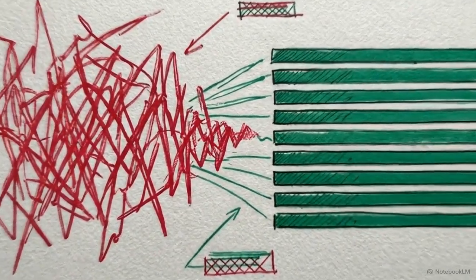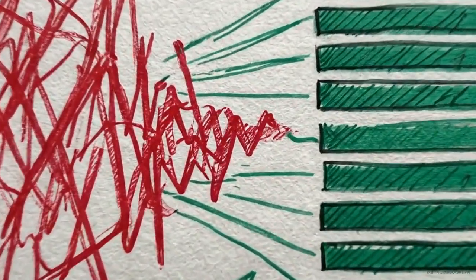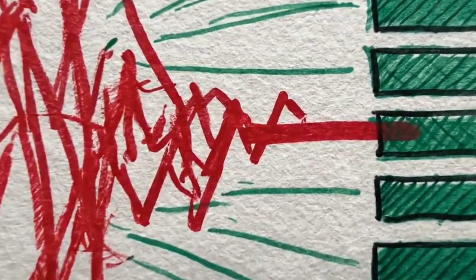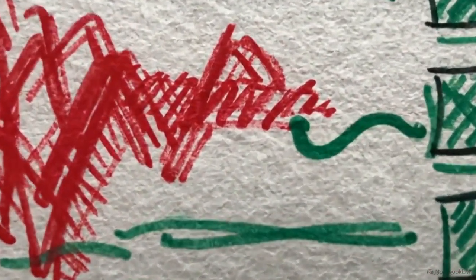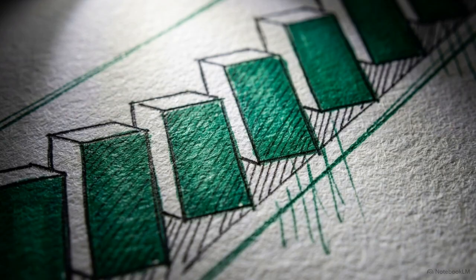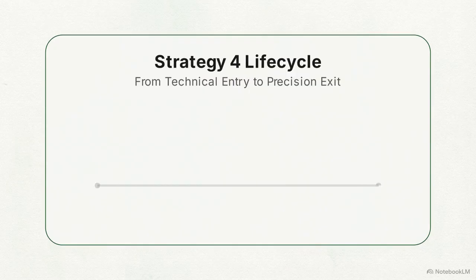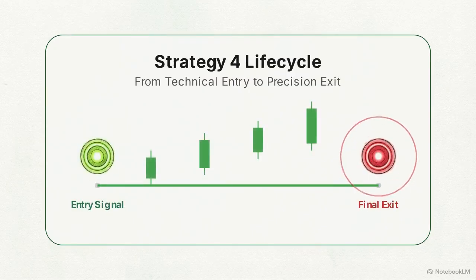Traders stare at flashing red and green numbers, reacting to sudden drops with panic selling. We replace that reaction with a set of systematic rules. Today, we will execute the strategy for the perfect uptrend. By the end of this video, you will know exactly how to manage a trade from the initial entry signal all the way to the final exit.